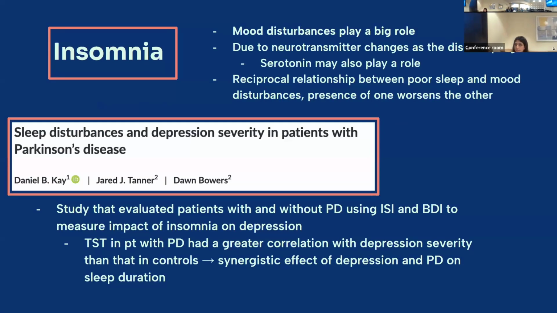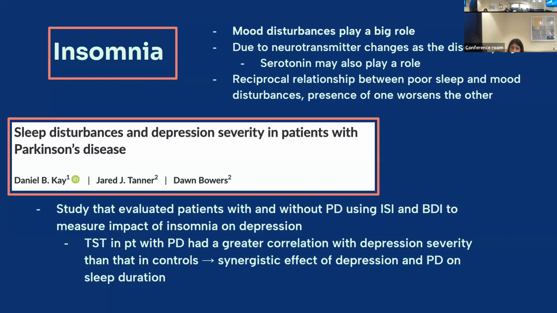And then other non-motor symptoms in insomnia for Parkinson's, mood disturbances. It plays a really big role due to neurotransmitter changes as the disease progresses. Serotonin may also play a role. And there seems to be a reciprocal relationship between poor sleep and mood disturbance. Presence of one will worsen the other.